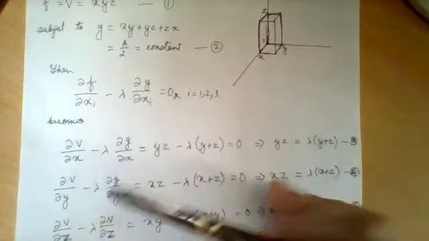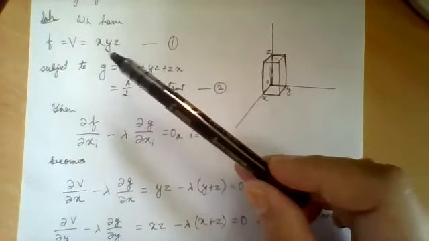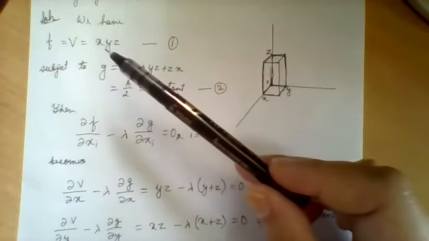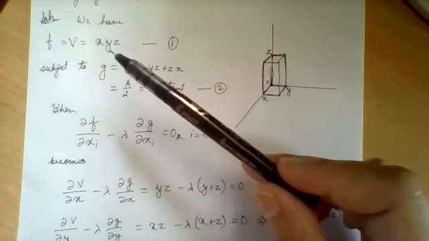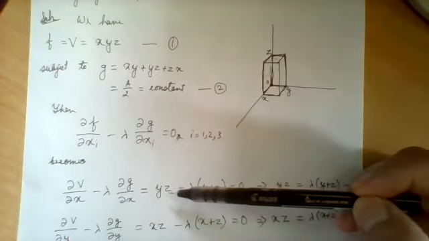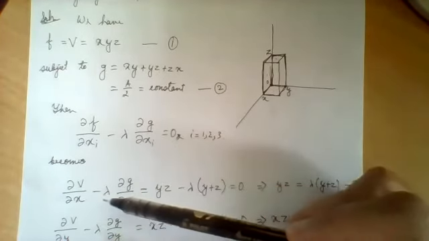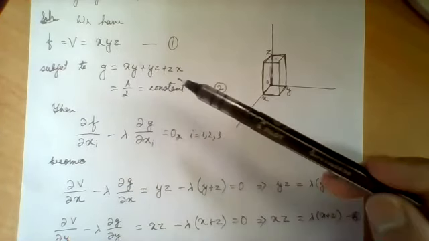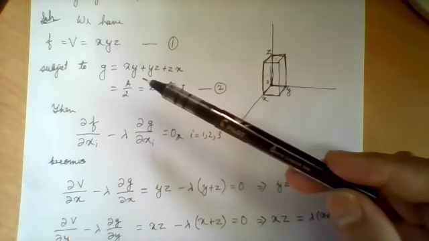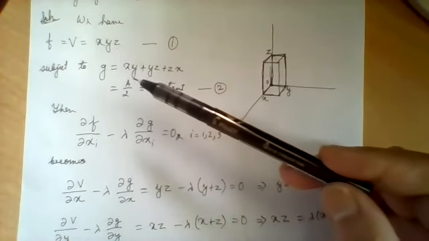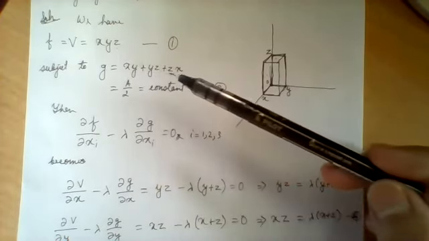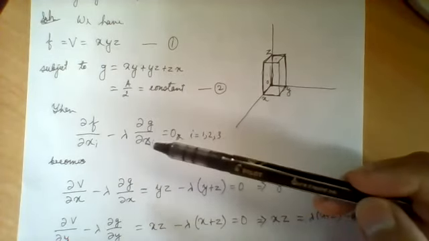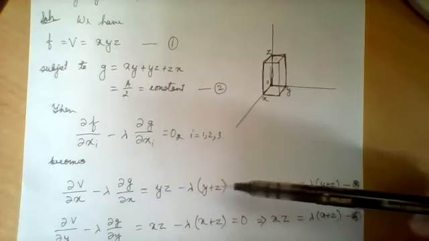So del v by del x, what is v? V is xyz. So if I differentiate v partially with respect to x, we get yz, minus lambda times del g by del x. What is g? G is given by this. If you differentiate this partially with respect to x, you get y plus z. So del g by del x is y plus z, so we have minus lambda times y plus z.